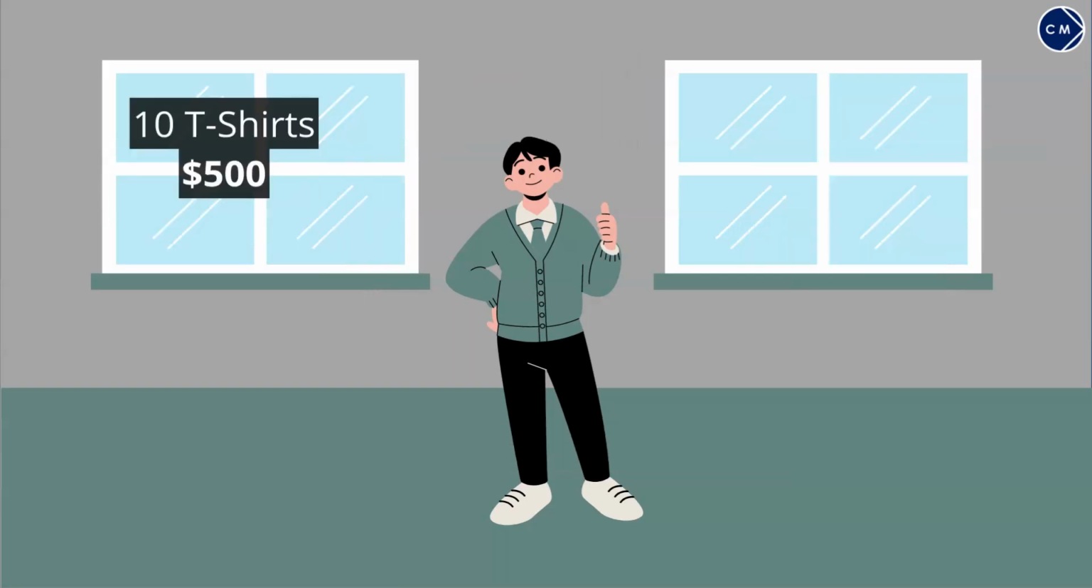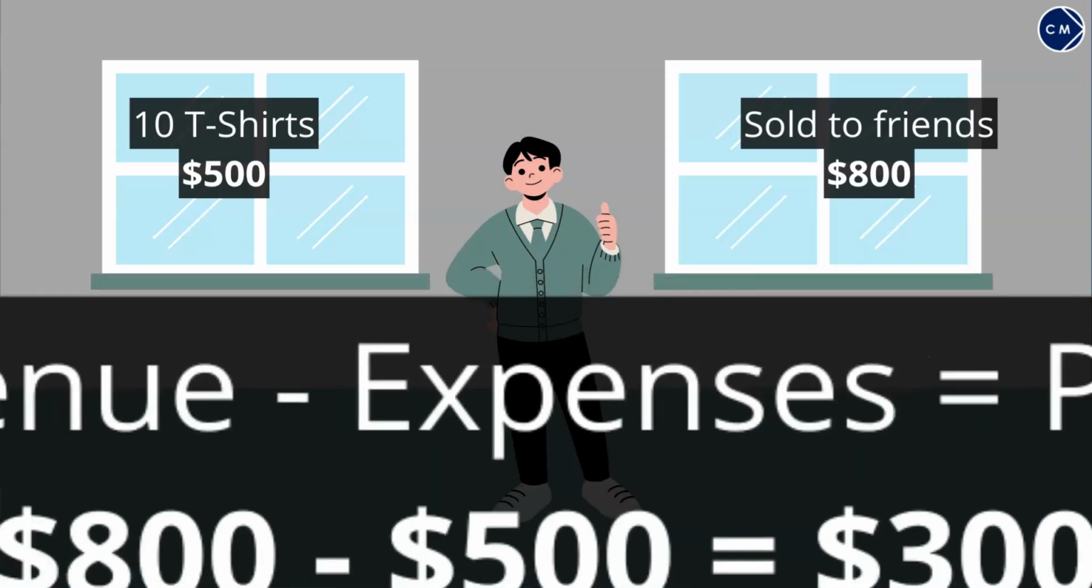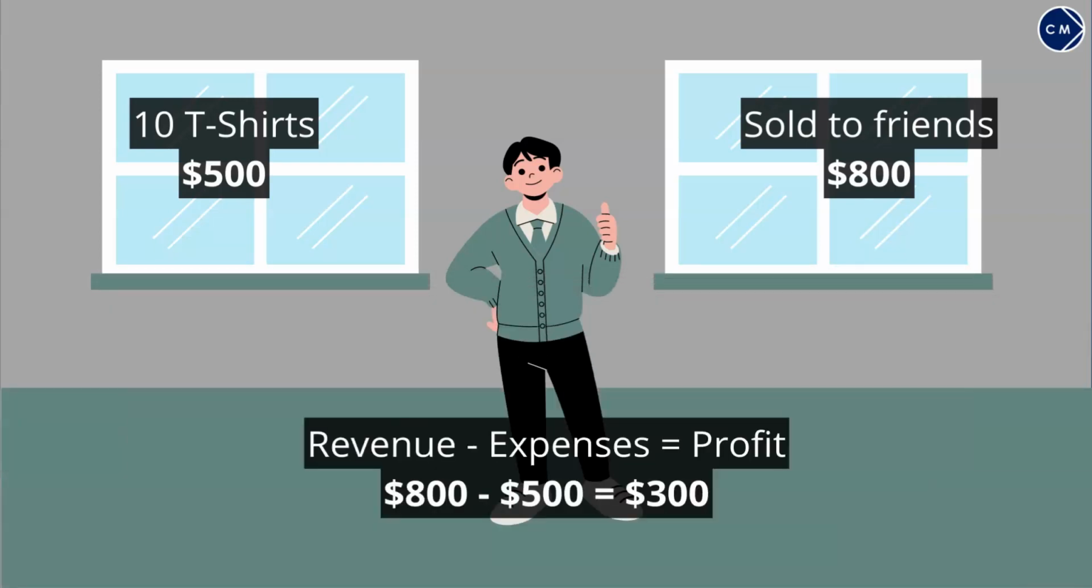Now this is a highly simplified example, but suppose Jordan buys 10 t-shirts for $500 and sells them to his friends for $800. In this case, the cost of the t-shirts is Jordan's expense, and the sale of the t-shirts to his friends is Jordan's revenue. Since revenue minus expenses equals profit, Jordan makes a profit of $300 on this transaction.